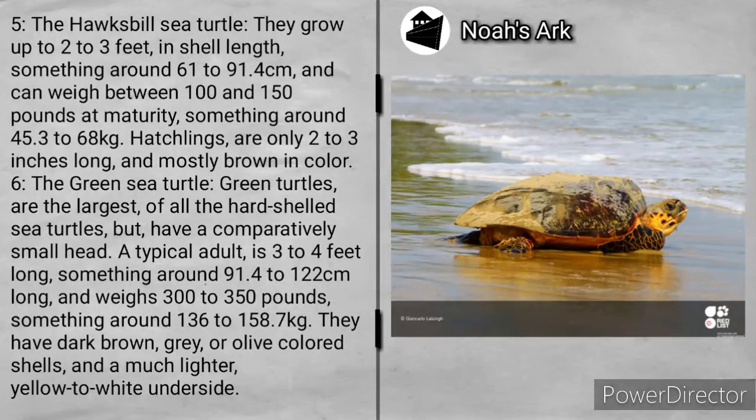5. The Hawksbill Sea Turtle. They grow up to 2 to 3 feet in shell length, something around 61 to 91.4 centimeters, and can weigh between 100 and 150 pounds at maturity, something around 45.3 to 68 kilograms. Hatchlings are only 2 to 3 inches long, and mostly brown in color.